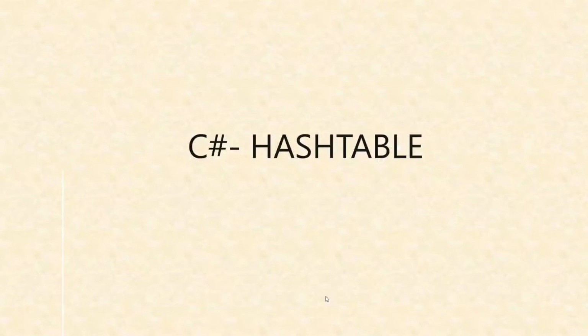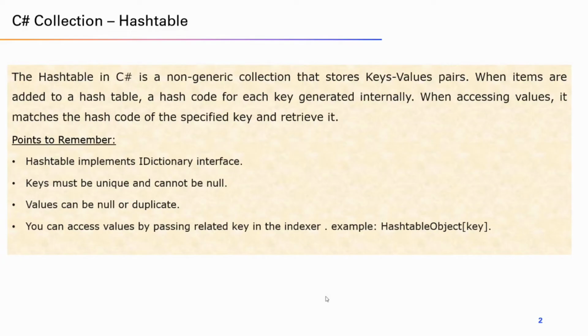Hi all, let's see Hashtable in C#. Hashtable is a non-generic collection that stores key and value pairs. When items are added to the hashtable, a hash code for each key is generated internally. When accessing a value from the hashtable, it matches the hash code of the specified key and retrieves it.